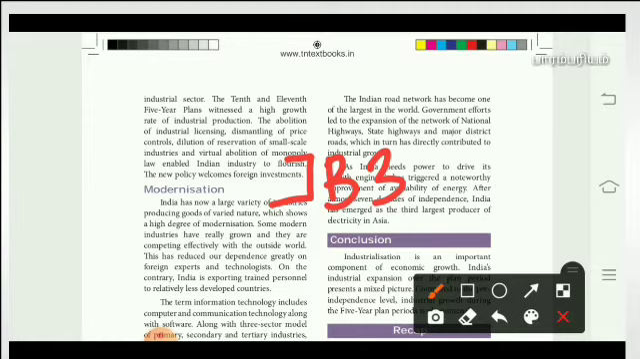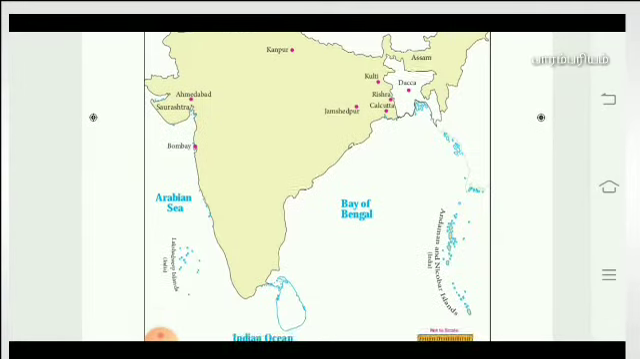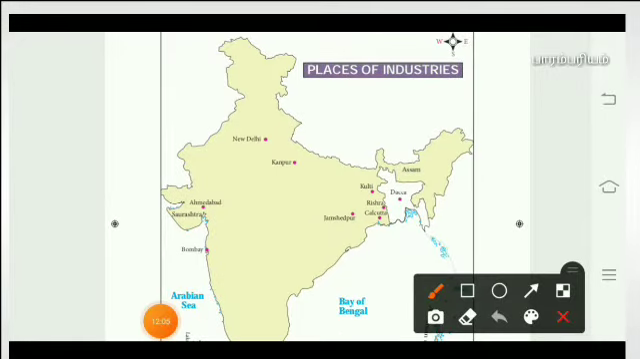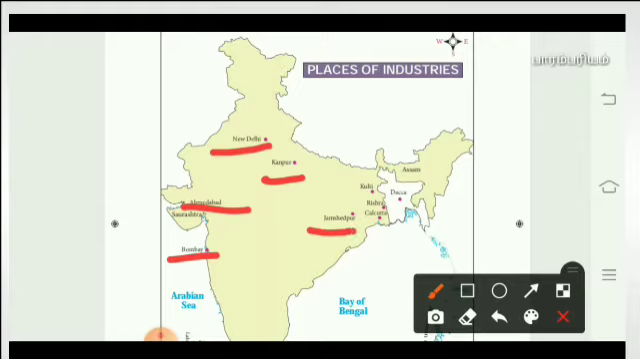There is a map on page number 63. Take the page number 63. In that, you can mark down all the 10 places. First one is New Delhi, then Kanpur, then Ahmedabad, then Bombay, Jamshedpur, Assam, Kulti, and then Dhaka, Rishra, and Calcutta. So these are the 10 places of industries. Just mark it down in your book.